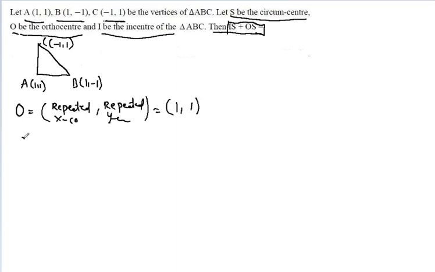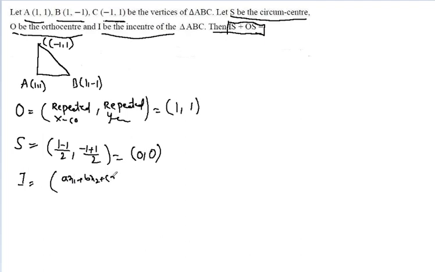The circumcenter is the midpoint of the hypotenuse. This is the midpoint of BC, that is (1 minus 1) by 2 comma (minus 1 plus 1) by 2, that is (0, 0). This is the circumcenter. And the incenter I is given by the formula (a x1 plus b x2 plus c x3) by (a plus b plus c) comma (a y1 plus b y2 plus c y3) by (a plus b plus c).